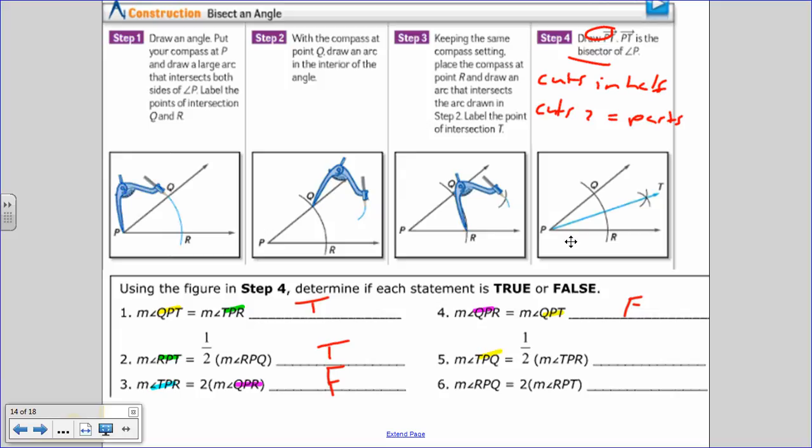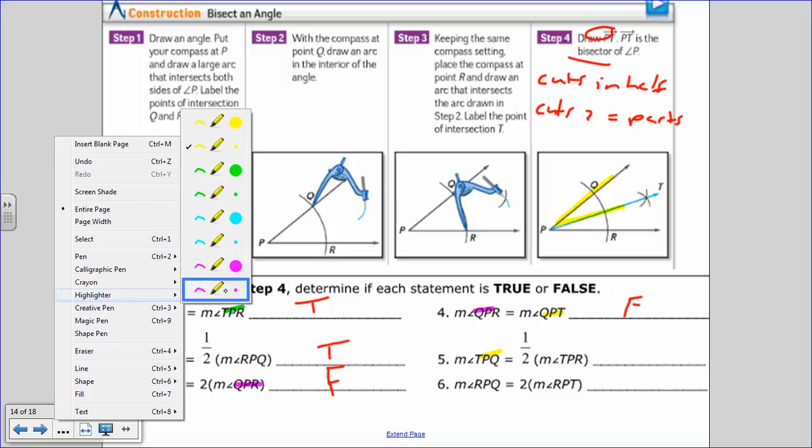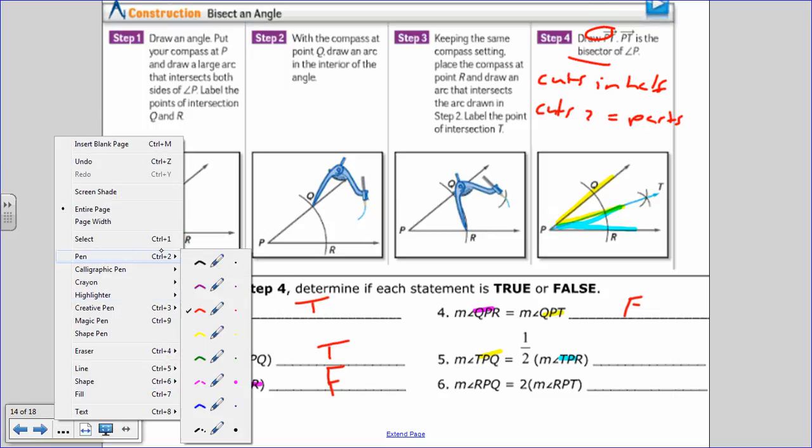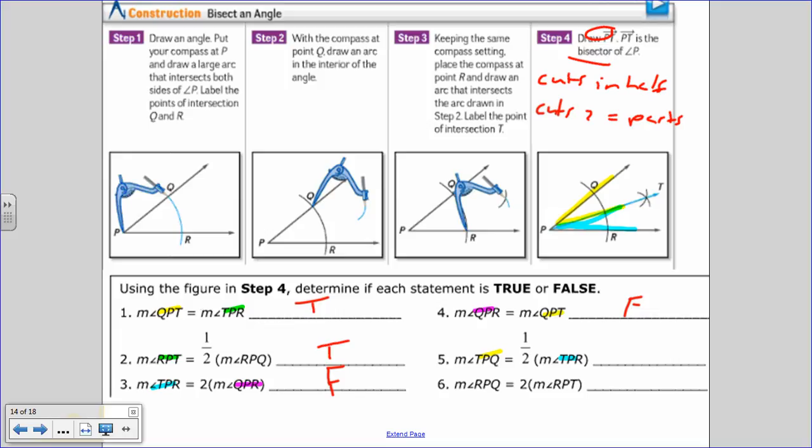All right, TPQ is top baby, and TPR is bottom baby. So number 5 is saying that the top baby, the measure of the yellow one, TPQ, is equal to half the measure of the blue one, and that's false. Again, they're supposed to have equal measures, like they did on the very first one.